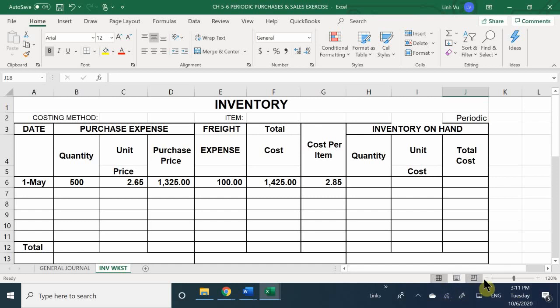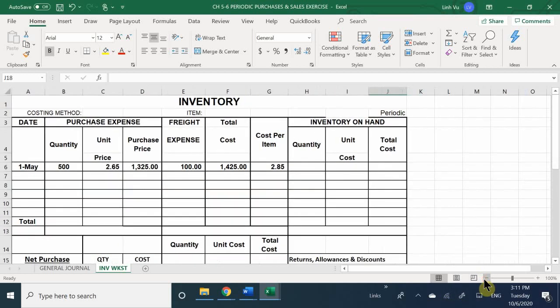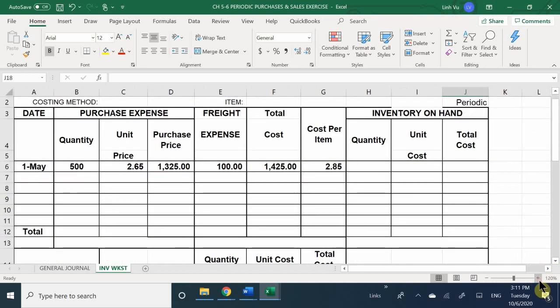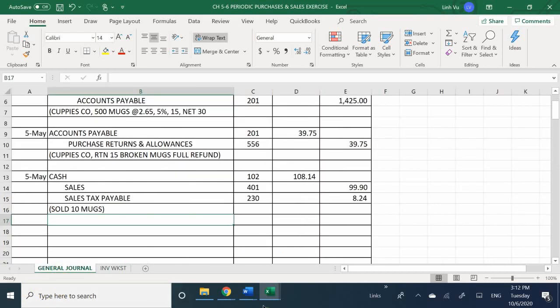No. When do we actually calculate how many items we actually sold? When we have the cost of goods sold. Well, when do we calculate that? At the end of the month. At the end of the period, correct. So do we need to update our inventory at all? No. Good.